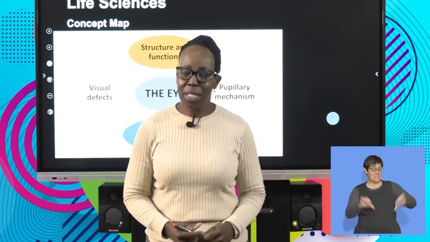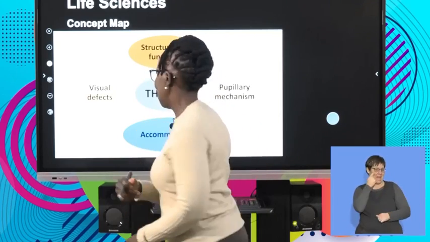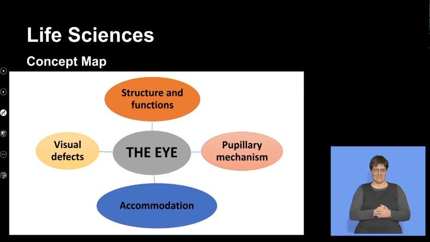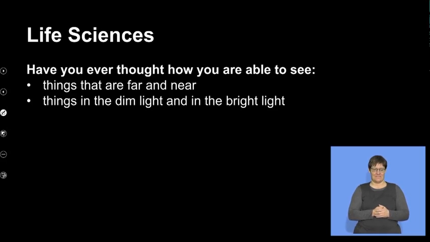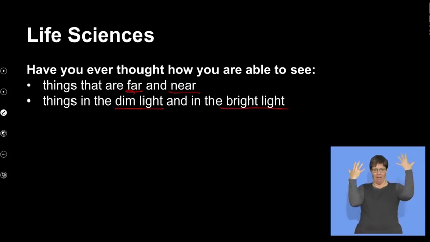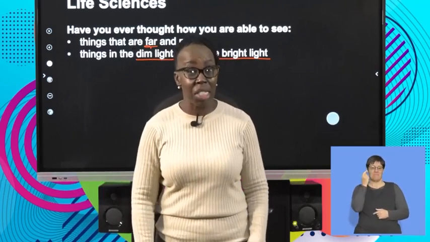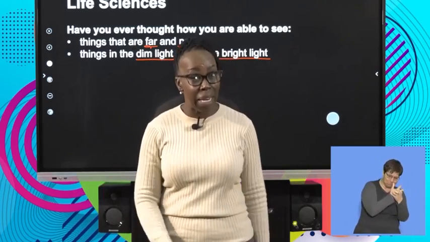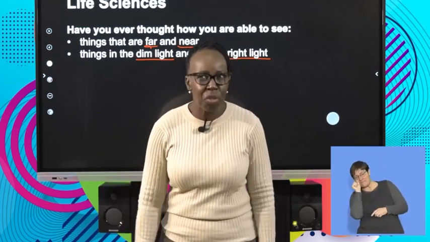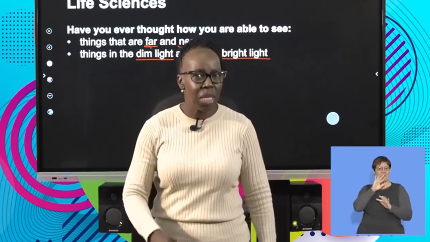Welcome back. Let's continue with the eye. Have you ever thought how you are able to see things far and near, and things that are in dim light and in bright light? We are going to see how your eye is functioning in dim light and in bright light, with far vision and with near vision.